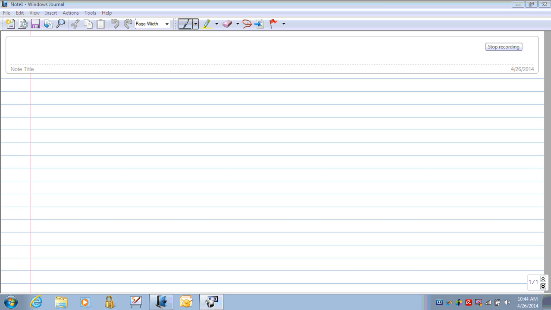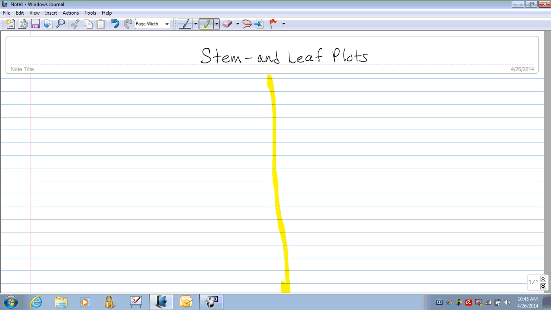Hello, Patriots. Today we are going to work with stem and leaf plots. So at the top of your 2-column notes, if you would write stem and leaf plots, divide my paper.